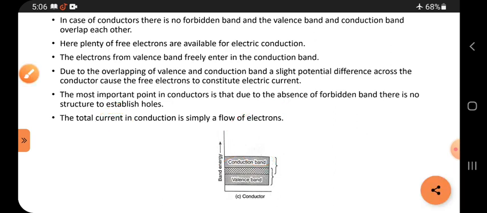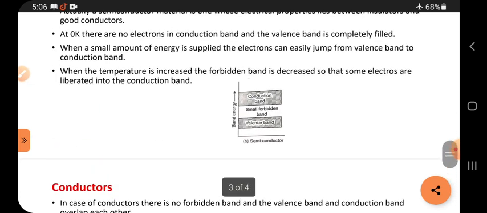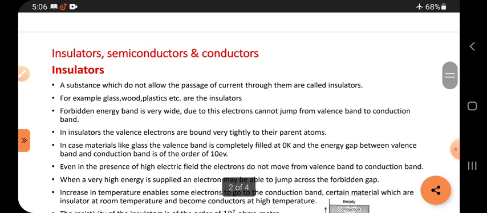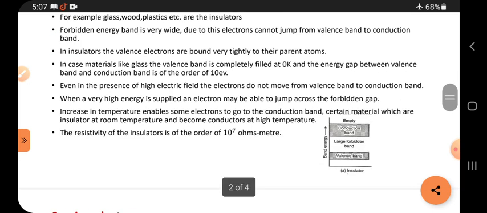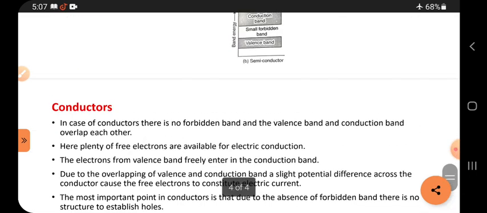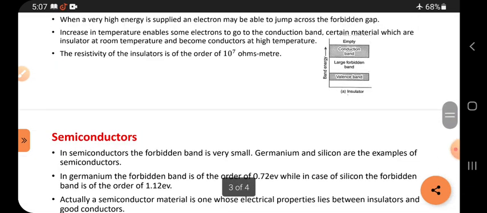These are the three important points, and they are asked many times in examinations. For example, write about insulator, semiconductor and conductor, or write the difference between insulator, semiconductor and conductor. For such questions, simply write these three small topics and you can easily get marks.